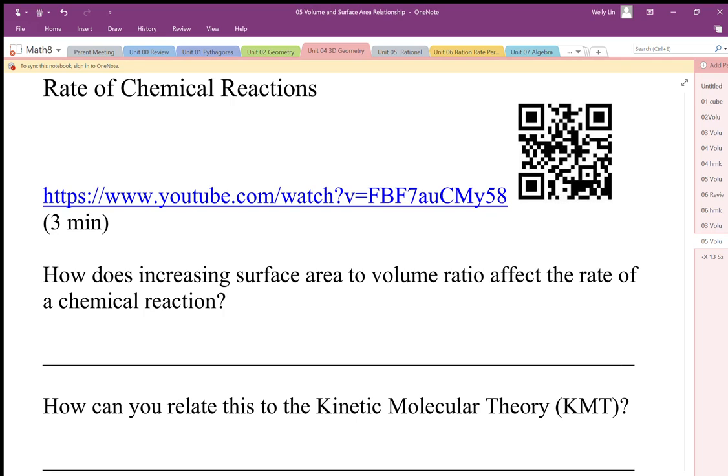When we talk about surface area to volume ratio, chemical reactions are affected by it. When we increase the surface area to volume ratio, the rate of the chemical reaction changes. So how does it affect the rate? It's going to speed up with a greater surface area to volume ratio. If you have more surface for each little bit of volume, it will increase the rate of reaction.